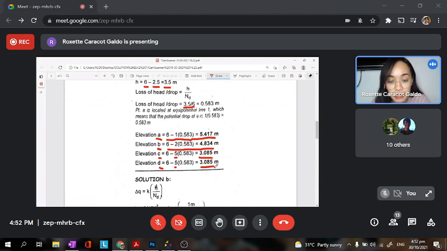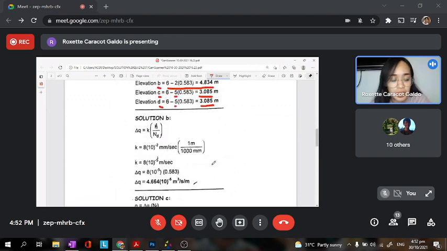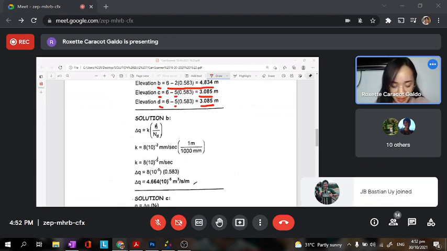Equal to 3.085. So for the second question, I'm very sorry if I would really have to somehow hurry, because my laptop battery is almost out.